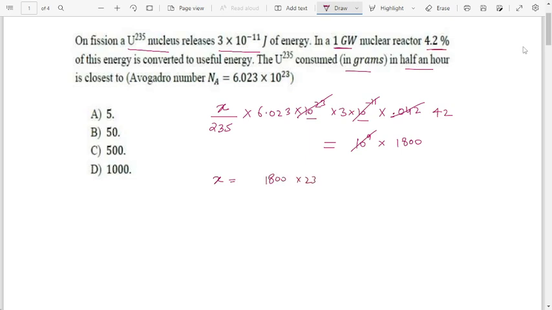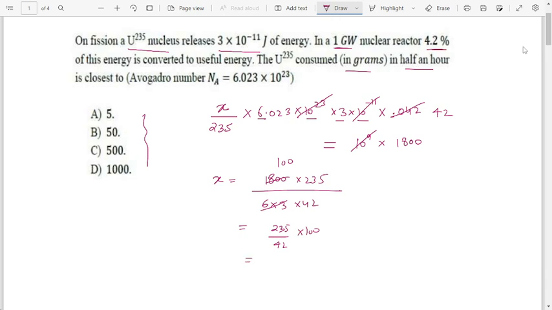1800 into 235 divided by, we can say that this 6.023 we can approximately write as 6 only, because you can see options are very far away from each other, so it will not make much of a difference. And 42 is also left out. So 6 threes are 18, so this will become 100. And from here you can see that this becomes, sorry, 235 by 42 into 100.